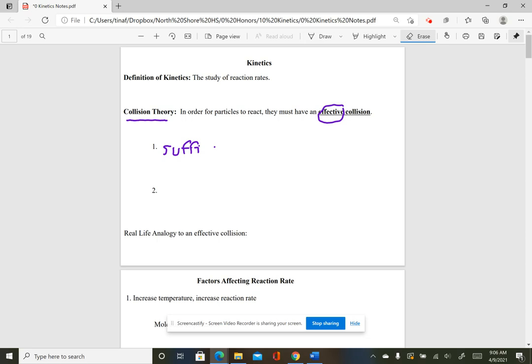Spelling sufficient wrong. Sufficient energy, meaning they need to hit really hard. And they also have to have proper orientation, meaning they have to hit head on.